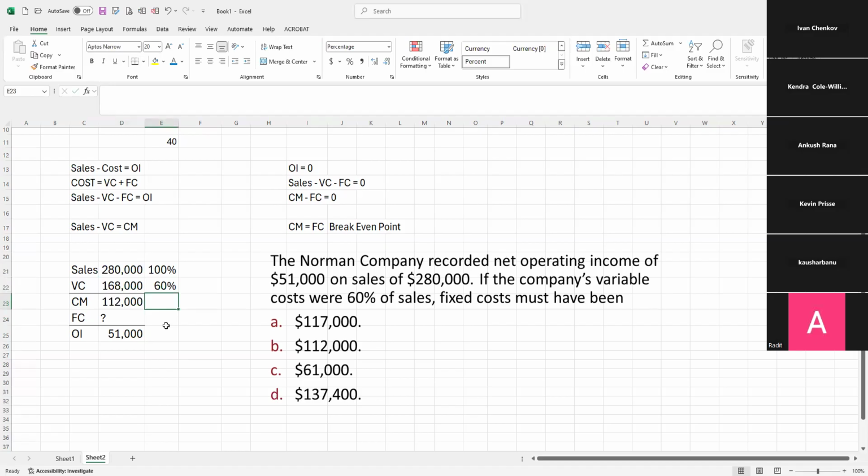Is the 112,000 40%? No, sorry, this one minus that one. Is the 112,000 40%? Let's check. Yes. This one divided by this one gives me 40%. Okay, so that's fine. So that's my operating income. That's my contribution margin. Fixed cost should be equal to contribution margin minus the operating income, and it's going to be 61. Make sense? Yes, sir. Good.